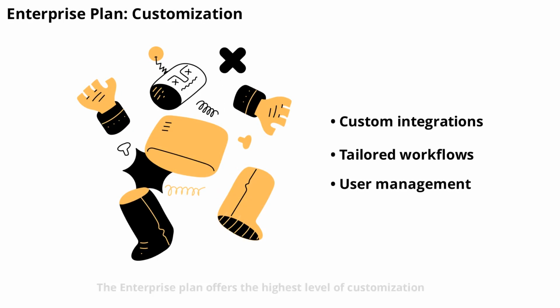The Enterprise plan offers the highest level of customization. You can request custom integrations, tailor workflows to your organization's needs, and manage users at scale. This flexibility is crucial for businesses with unique processes or those that require integrations not available out of the box. Zapier's team works with you to ensure your automation solutions fit perfectly.